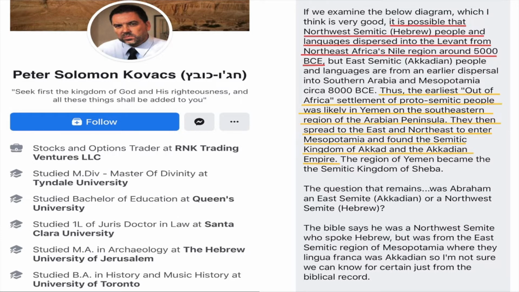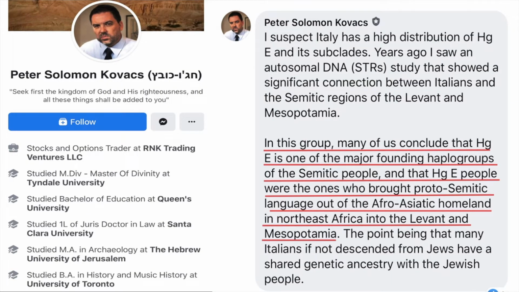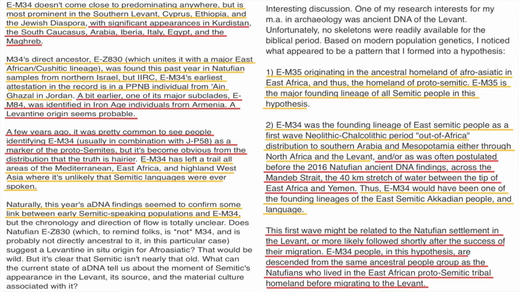They then spread to the east and northeast to enter Mesopotamia and found the Semitic kingdom of Akkad and the Akkadian Empire. In this group, many of us conclude that haplogroup E is one of the major founding haplogroups of the Semitic people, and that haplogroup E people were the ones who brought Proto-Semitic language out of the Afro-Asiatic homeland in Northeast Africa into the Levant and Mesopotamia. So that pretty much sums up everything that I've been saying, but we can go deeper.